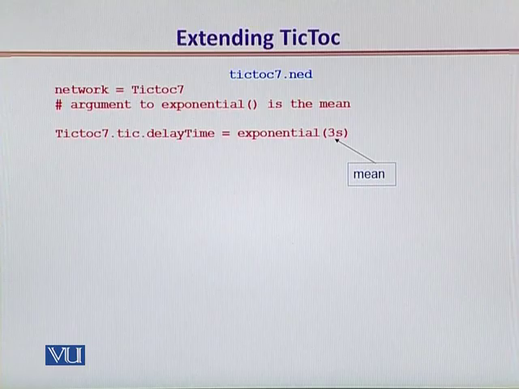It actually means that the mean is given as 3 seconds, and the exponential distribution is going to give out a random number, anything between 1 second to 3 seconds.